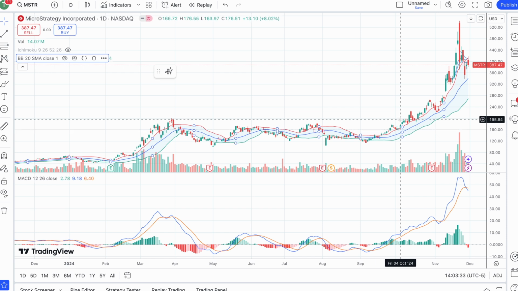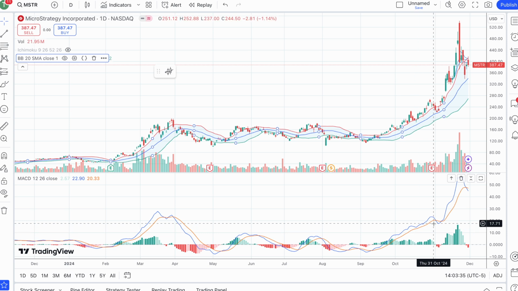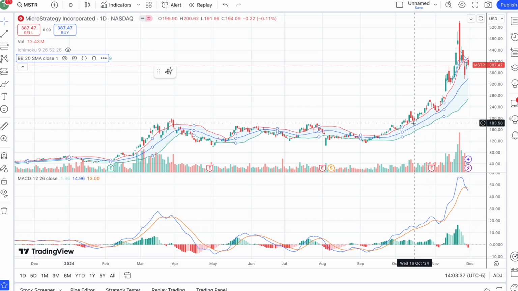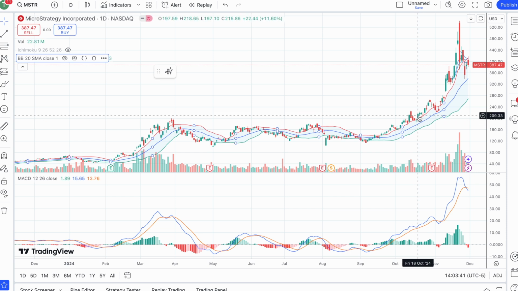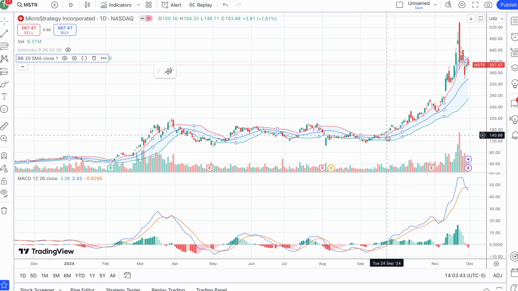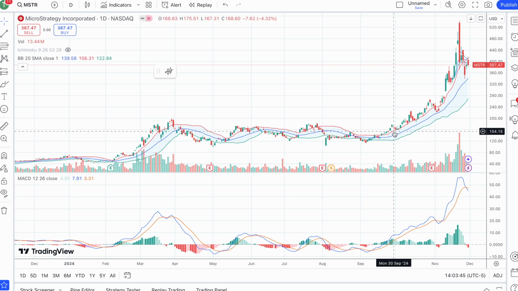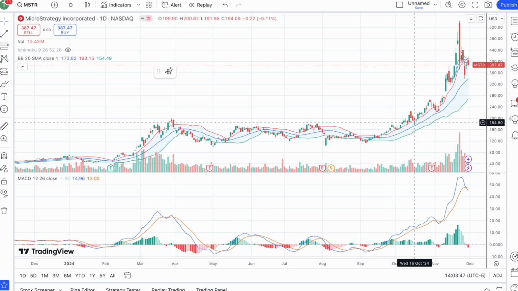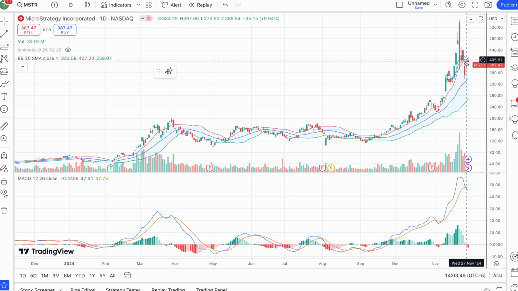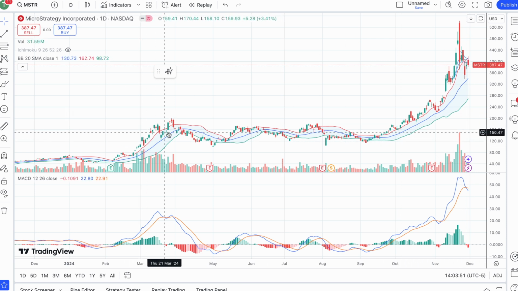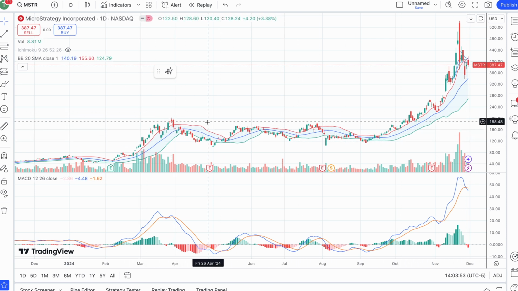So right now I'm visually backtesting the MACD indicator with some Bollinger Bands. These are the 1 standard deviation Bollinger Bands. You can see that when the stock pops up above the 1 standard deviation Bollinger Band, you get some momentum, some follow through to the upside. Not so much back in the previous months.